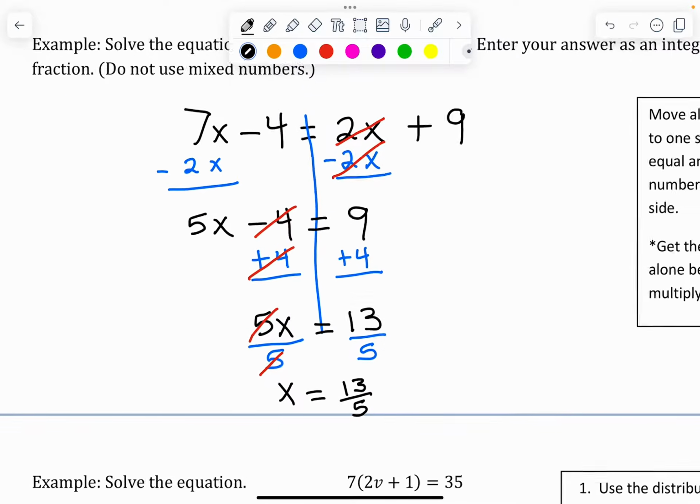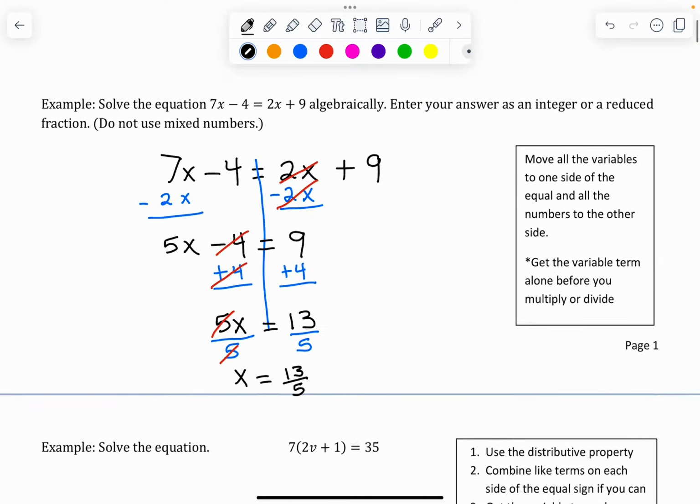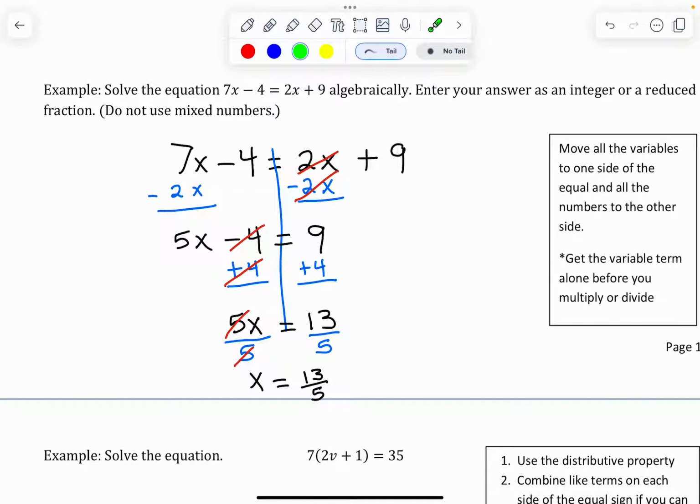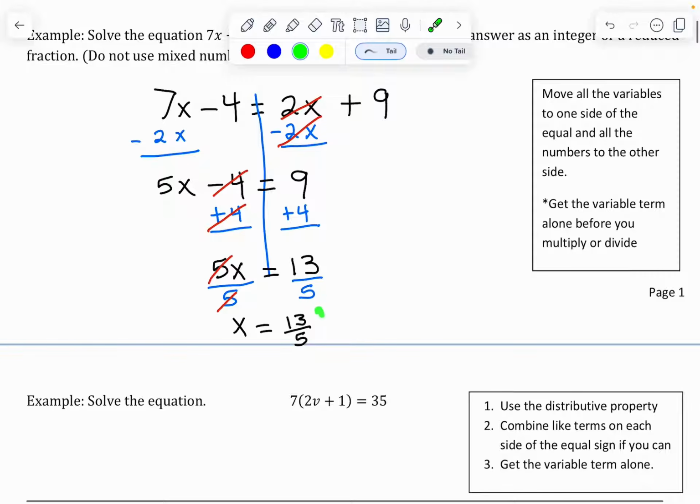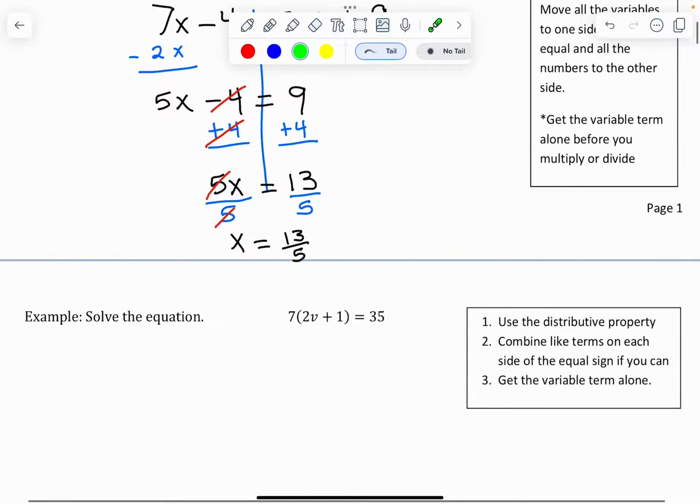13/5. Now, if we look back at our directions, you'll see that it says, enter your answer as an integer or a reduced fraction. Do not use mixed numbers. So we're going to put our answer into our homework program just the way that it is. 13/5, that's a reduced fraction, and we're not turning it into a mixed number.